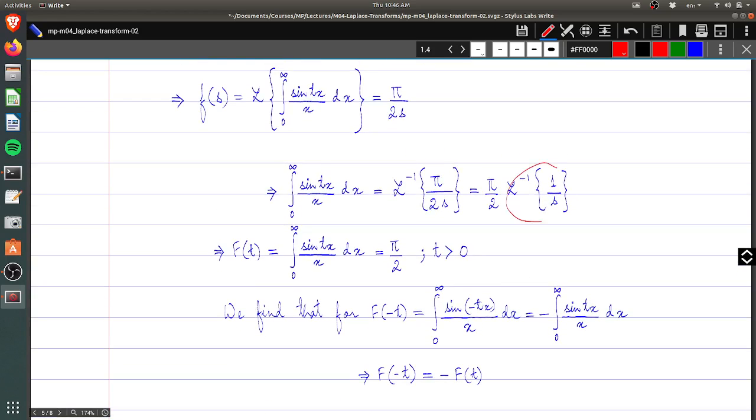So this is going to give us 1. As a result, the value of this integral will be pi by 2. But what about the condition? The condition is t has to be positive. Okay, now let's look at the case where t is not positive.